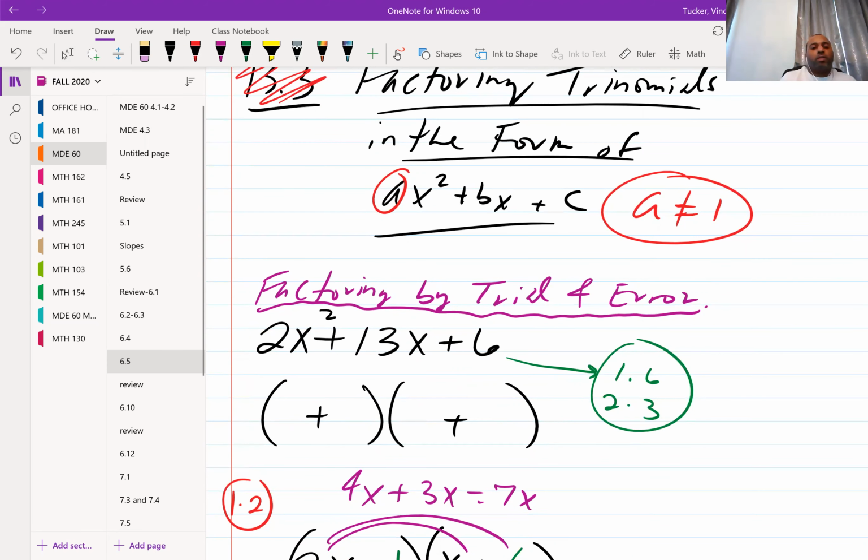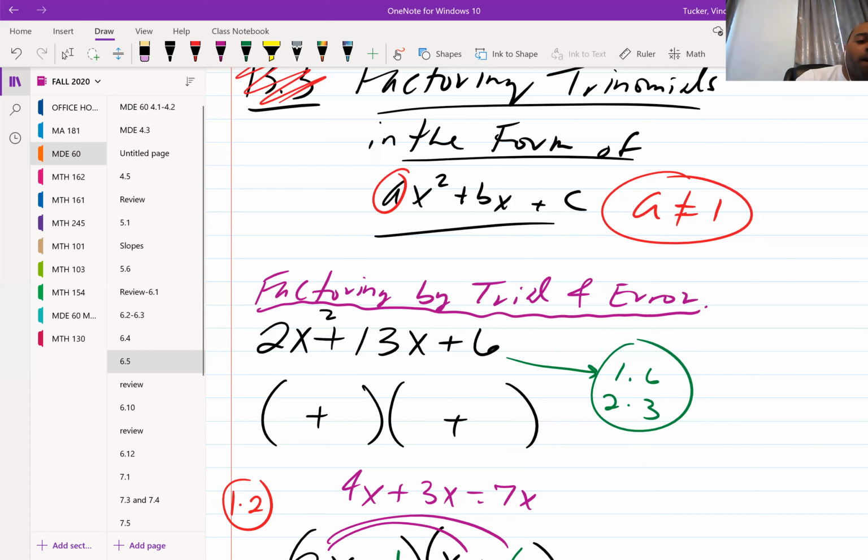All right, so we have 2x squared plus 13x plus 6. Like I said, nothing changes as far as the signs are concerned. That will hold true no matter what trinomial you're dealing with. Your back sign is positive. That means both your signs should be the same. Front sign lets you know which sign to use. So we have positive, positive as far as our options are concerned.